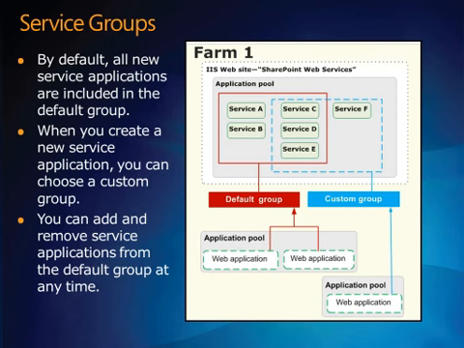By default, all service applications are included in the default group, unless you change the setting for service applications when it is created. You can add and remove service applications from the default group at any time. When you create a web application, you can select a default group or you can create a custom group of services. You create a custom group of services by selecting only the service applications that you want the web application to use.